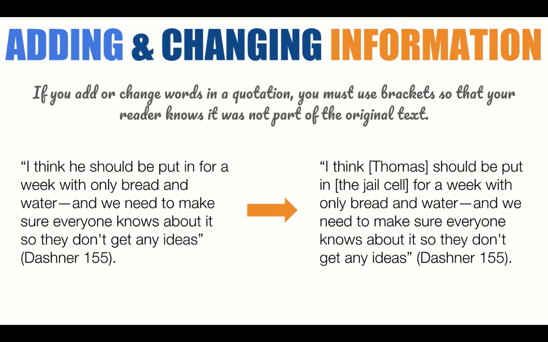My readers might not know who he is, and they might not know where he needs to be put in. So I thought it would be better if I made it very clear. So I replaced the word "he" with Thomas. Now you're not allowed to start replacing words of someone's work unless you put it in brackets. Here it says "should be put in." I added the jail cell because I knew that that's what this part of the book was about, and I thought that this would help clarify it for my readers. Again, you cannot add information or replace information unless you put it into brackets.